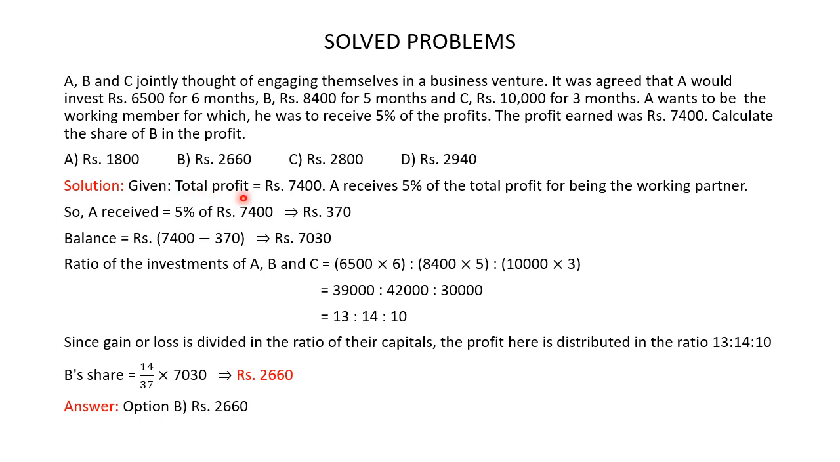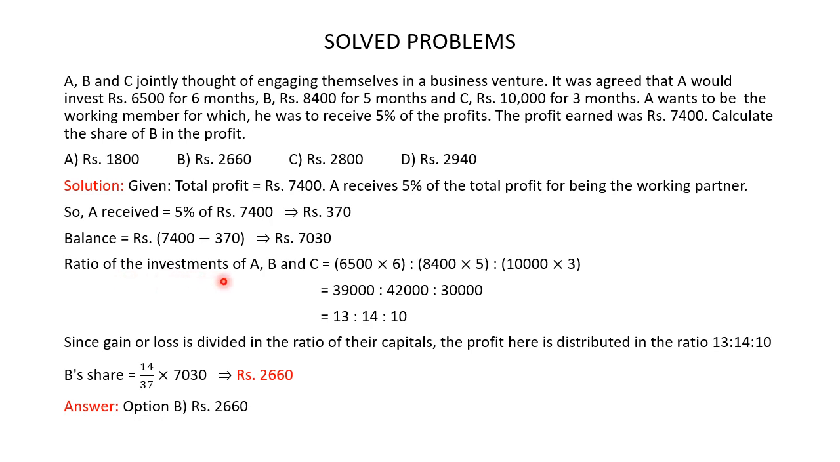Now it's given that the total profit is rupees 7,400 and A receives 5% of the total profit for being the working partner. So A received 5% of 7,400 which is rupees 370. Now the remaining profit is 7,400 minus 370 which is 7,030 rupees. So the remaining profit of 7,030 rupees is to be shared by A, B and C in the ratio of their investment.